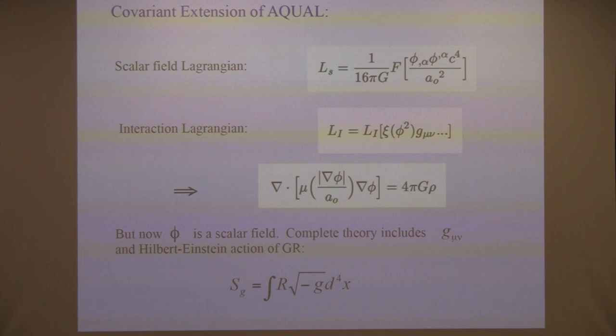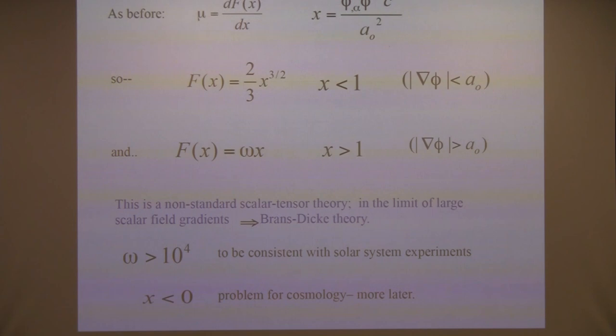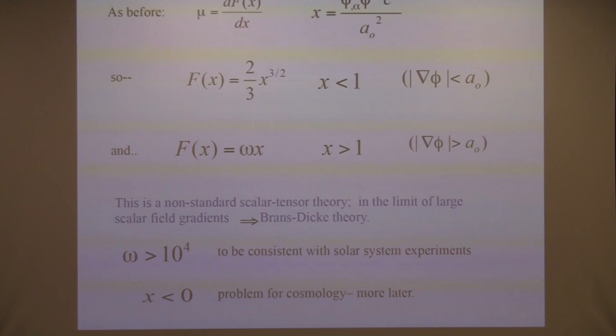And you get, again, the usual field equation, and you get the complete theory, which includes the g mu nu, that is the Hilbert-Einstein action of general relativity. So it's a two-field theory. For the first time, we've introduced a two-field theory. Now, as before, the interpolation formula between the MOND regime and the Newtonian regime is given by the derivative of this general function of the scalar field invariant.